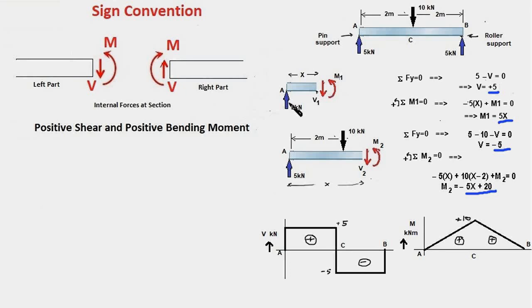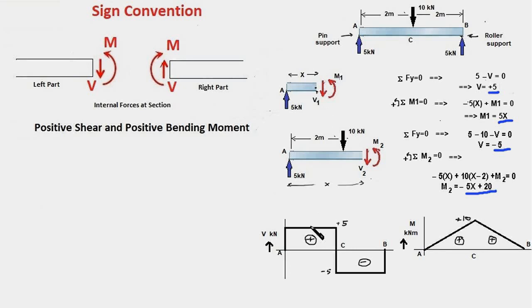Summing the forces in y direction gives us 5 minus V equal to 0, and that gives us V equal to 5. And taking the moment of all the forces about this point gives us minus 5 times x plus M1 equal to 0, and M1 turns out to be 5x. That is, both these values are positive, and therefore we can conclude that in reality the direction of the shear force and the bending moment are same as what has been shown here. That is, they are positive.